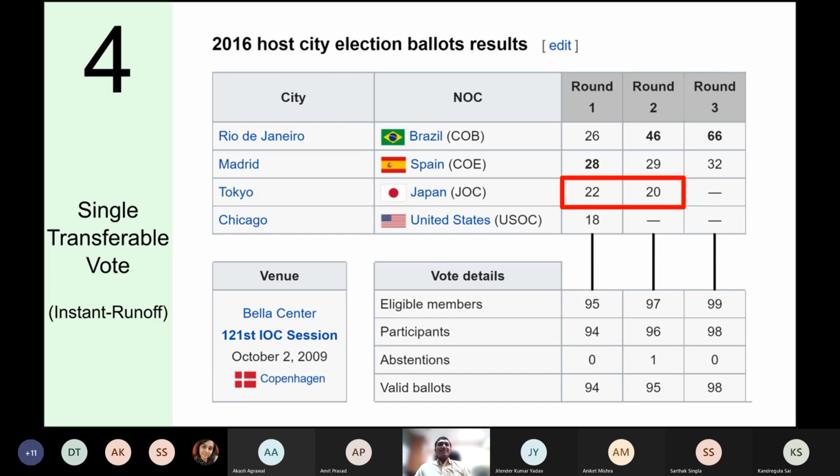This is suggestive of the fact that people strategize even in real world elections, right? So earlier, maybe someone was trying to take support away from Chicago, so they voted in favor of Tokyo. But once they managed to knock out Chicago, that's when they maybe withdrew their support from Tokyo and started supporting some other city. Again, this is suggestive. I'm not saying this is exactly what those people intended, but these things happen in the real world, so it's not just a purely academic interest.